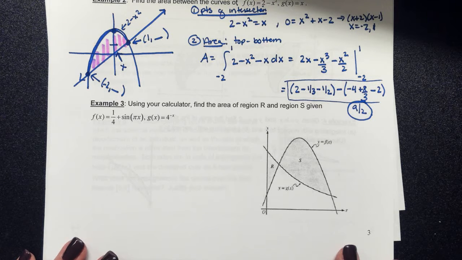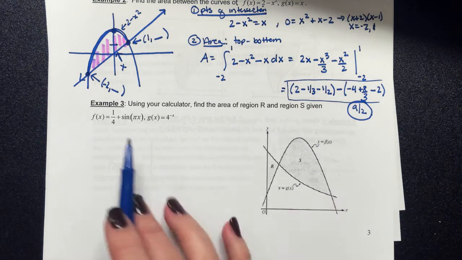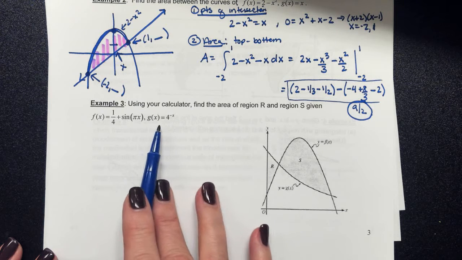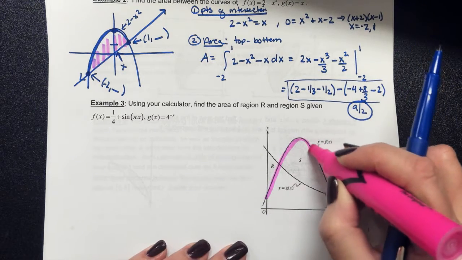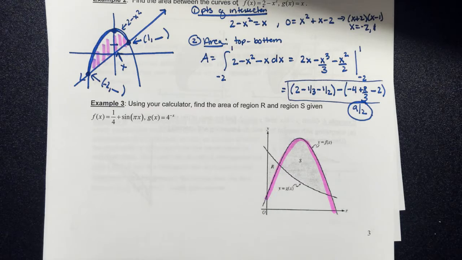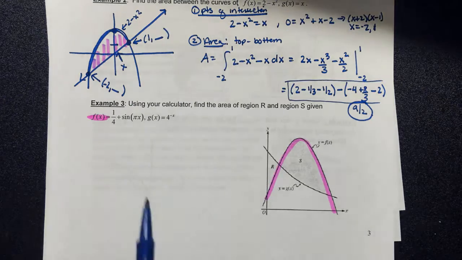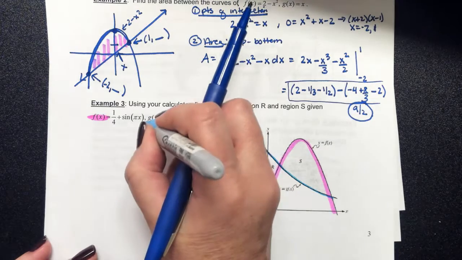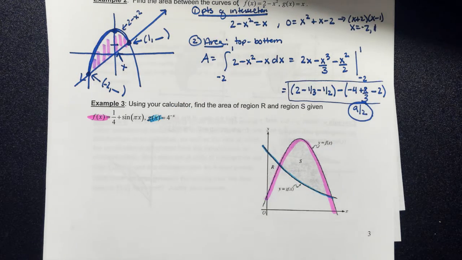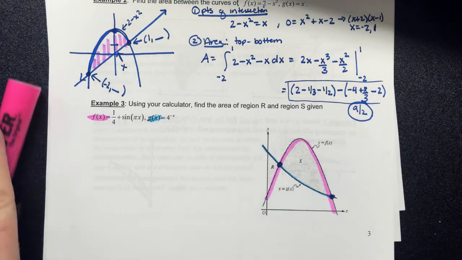So let's take a look at this problem here. Using your calculator, find the area of region R and region S given that f of x is equal to sine of pi x, g of x is equal to 4 to the negative x. So they labeled, here's your f of x. And I always like to use two different colors here. There's my f of x, which I've highlighted in pink. And then g of x is in blue. So now, even though this is a calculator question, the first thing you're going to have to do is find these points of intersection where those two regions are intersecting.